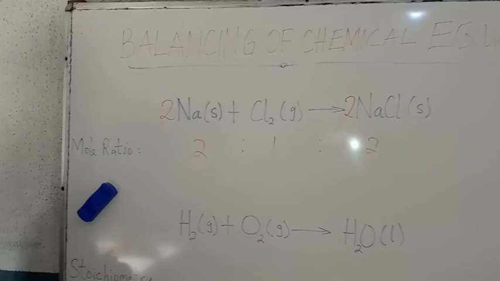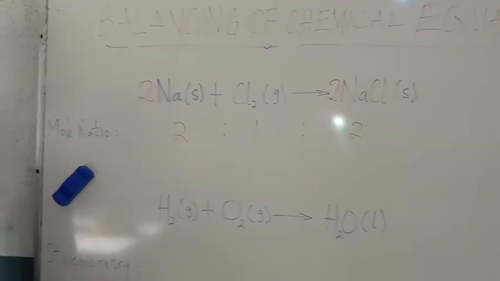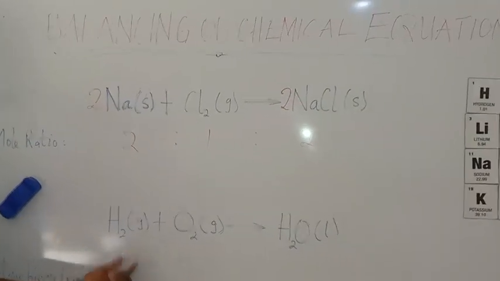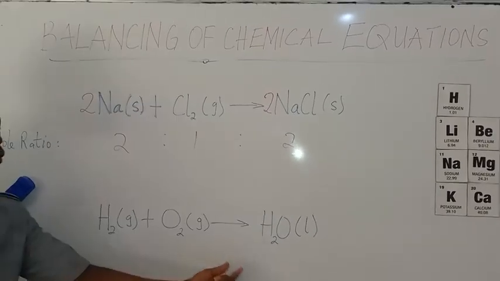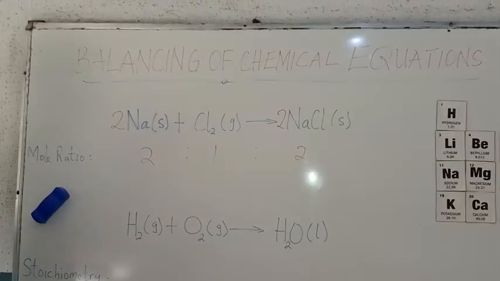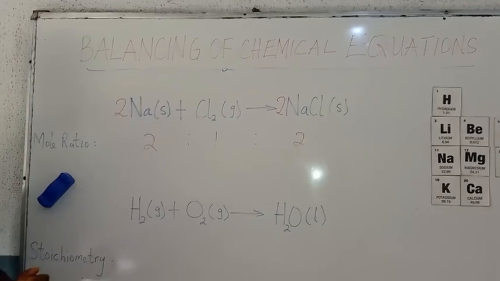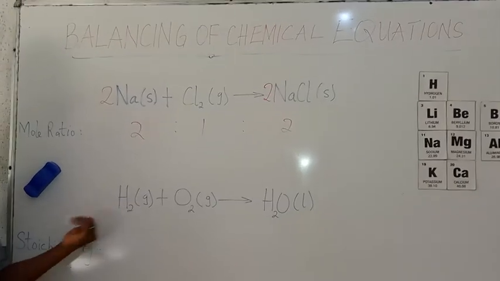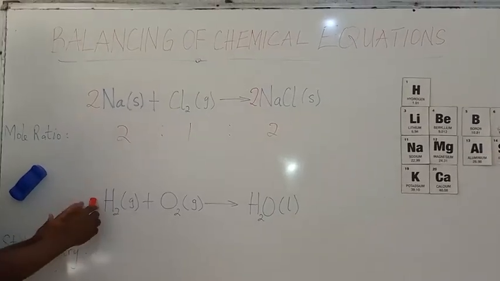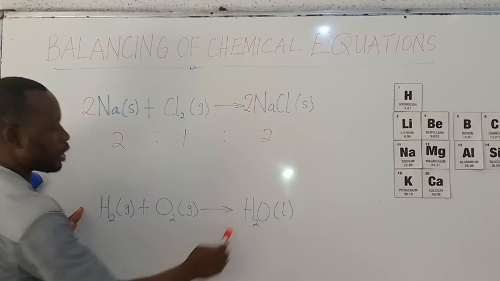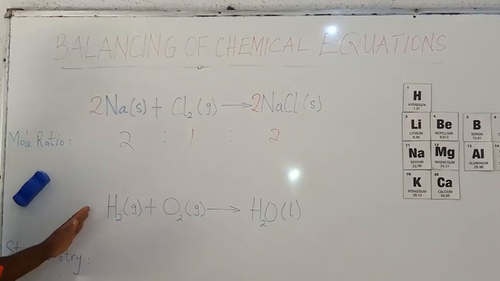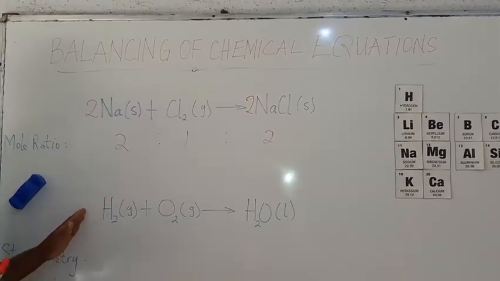Another example is on the board. The formation of water. Hydrogen gas reacts with oxygen gas to produce water in liquid form. Let us check the atoms of hydrogen on the reactant side. 2 times 1, 2. On the product side, 2 times 1, 2. So the number of atoms of hydrogen is balanced.